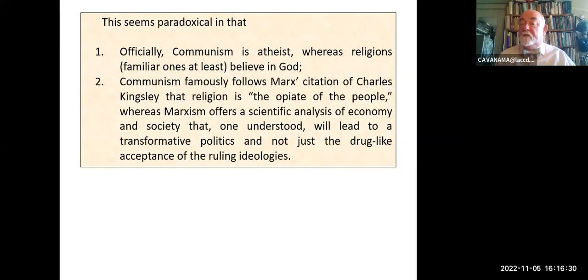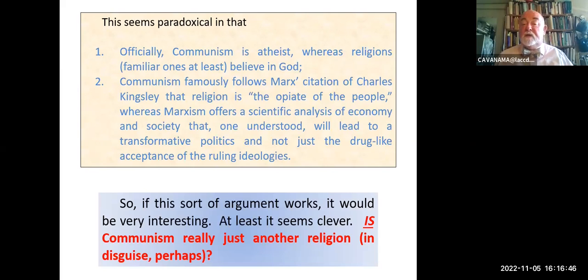Communism famously follows Marx's citation of Charles Kingsley that religion is the opiate of the people, whereas Marxism offers a scientific analysis of economy and society that, once understood, will lead to a transformative politics and not just drug-like acceptance of the ruling ideologies. If this sort of argument works, it would be very interesting. At least it seems clever. Is communism really just another religion in disguise, perhaps, contrary to what it seems to be?